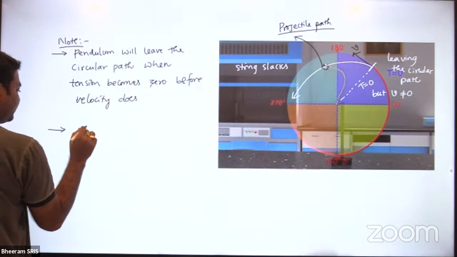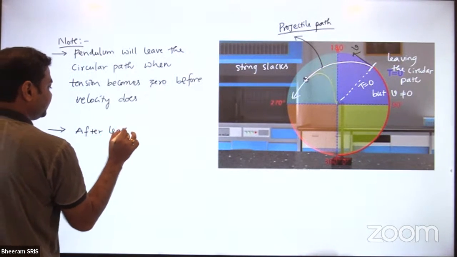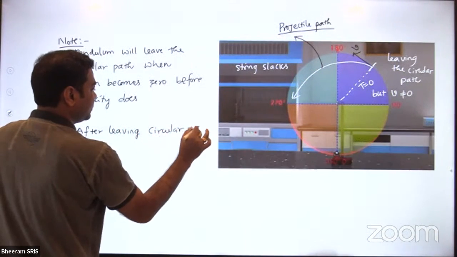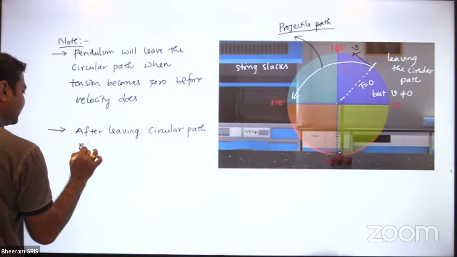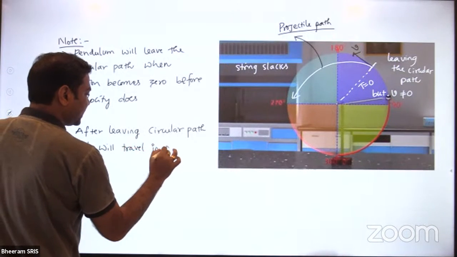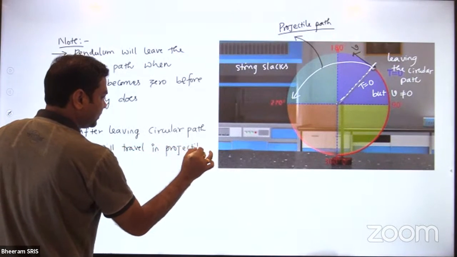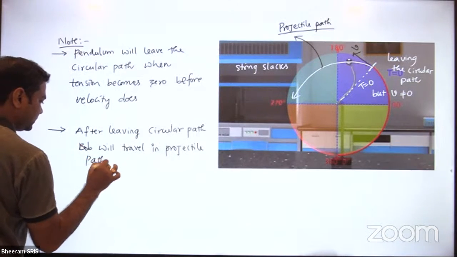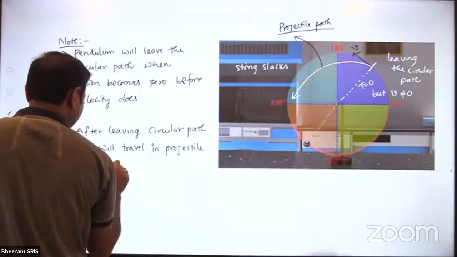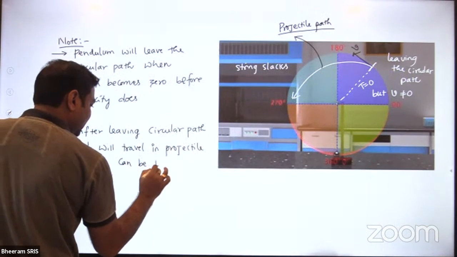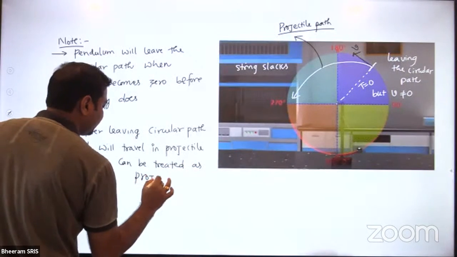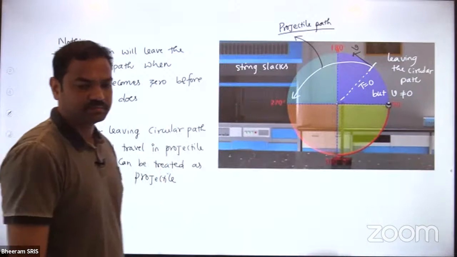Second one is after leaving the circular path, how will the bob travel? The bob will travel in a projectile path, and can be treated as a projectile also. You can write down if you want. You can add one more thing: it can be treated as a projectile or oblique projectile. You can write down anyway, no problem.